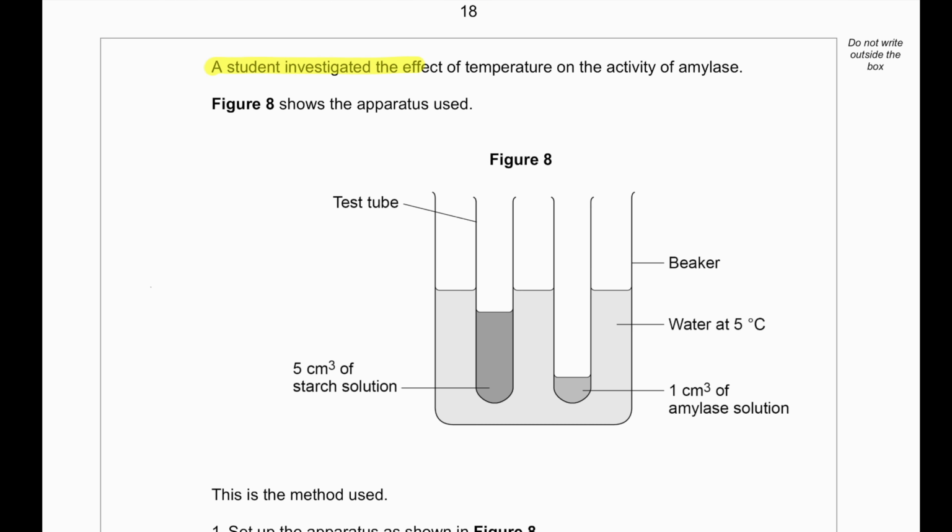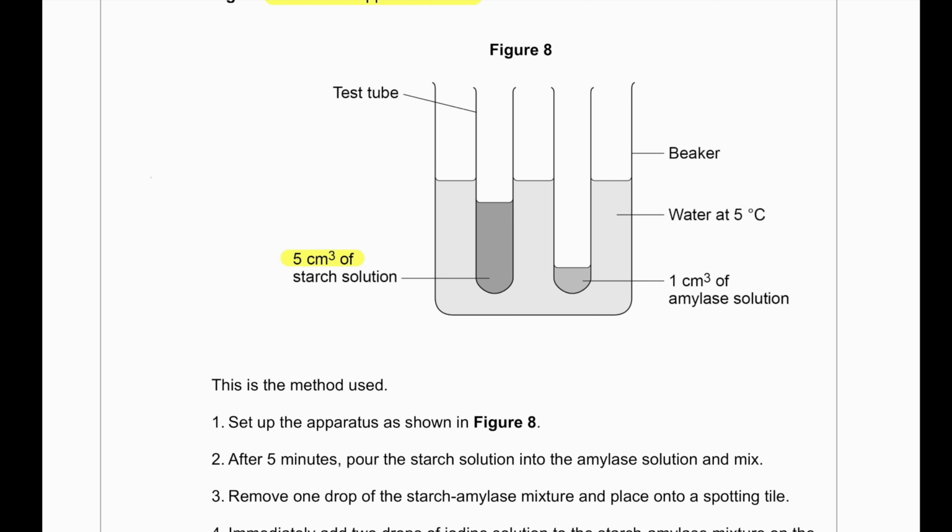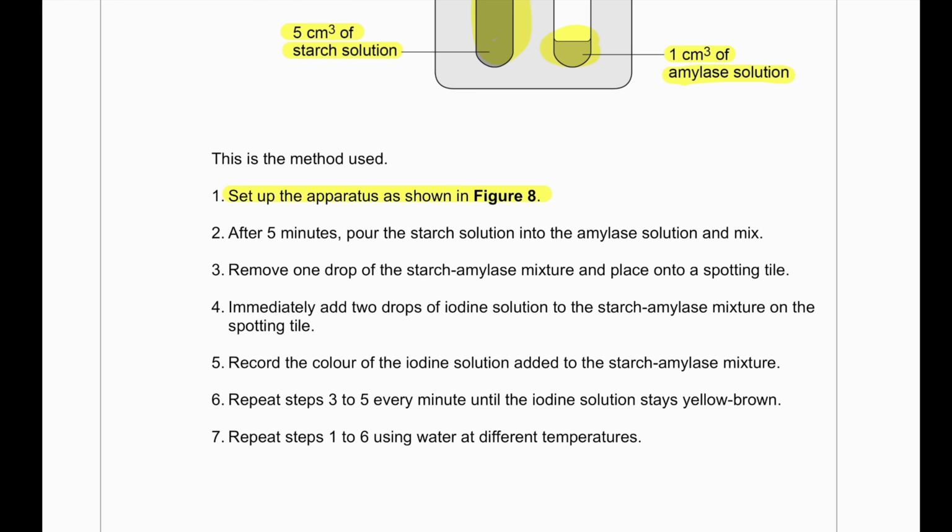A student investigated the effect of temperature on the activity of amylase. Figure 8 shows the apparatus that is used. We can see 5 cm³ of starch solution is prepared in one test tube, and 1 cm³ of amylase solution is prepared in another test tube. They were both in a 5 degrees Celsius water bath. Now, this experiment was set up as shown in Figure 8.